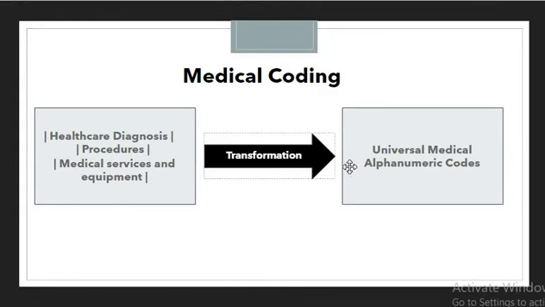As I told you, we will discuss this right side box in more detail. But what is this? Healthcare diagnosis, procedures, medical service, and equipment. These are the information that we collect by conducting some process. To explain it in more detail, let me go to the next slide.